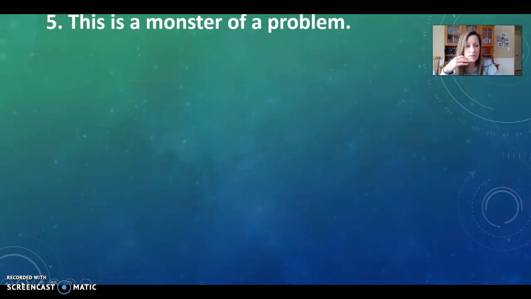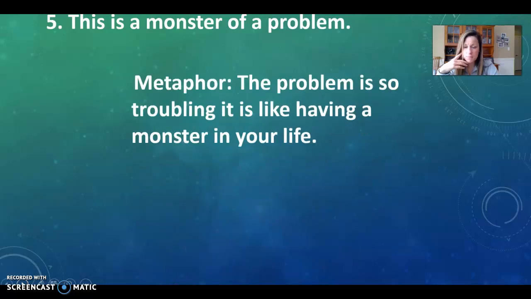Number 5, this is a monster of a problem. Again, this is a metaphor comparing the problem to a monster. So this problem is so much trouble that it's like having a monster in your life. Okay, so that is the meaning of this metaphor.